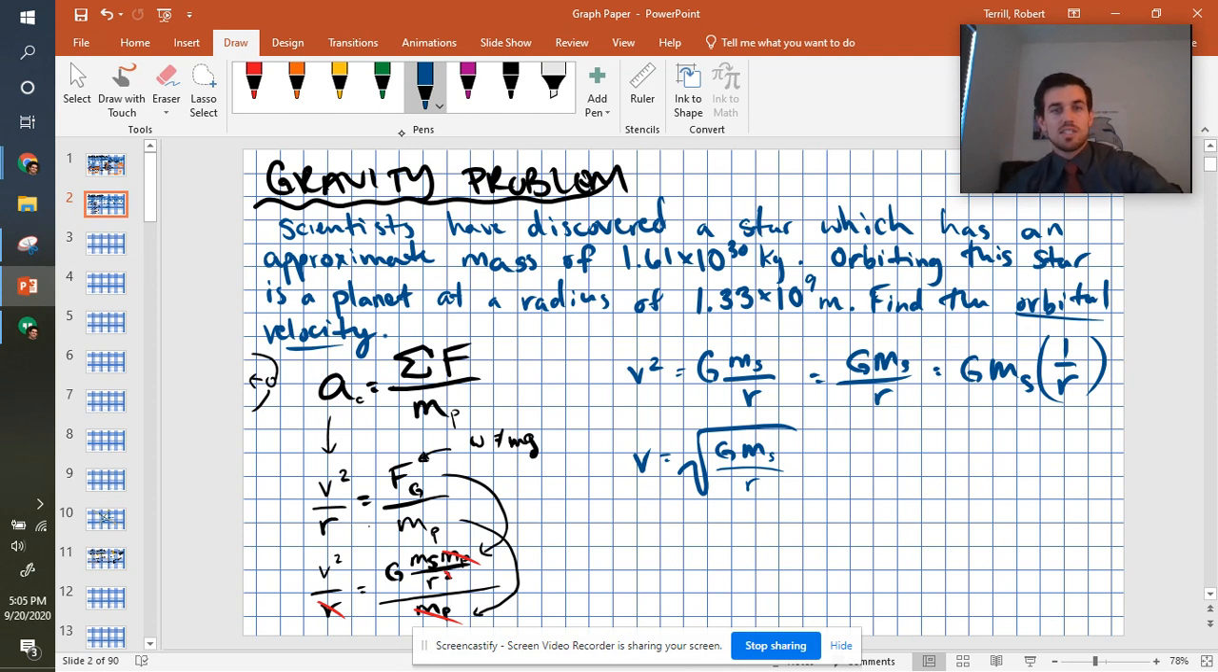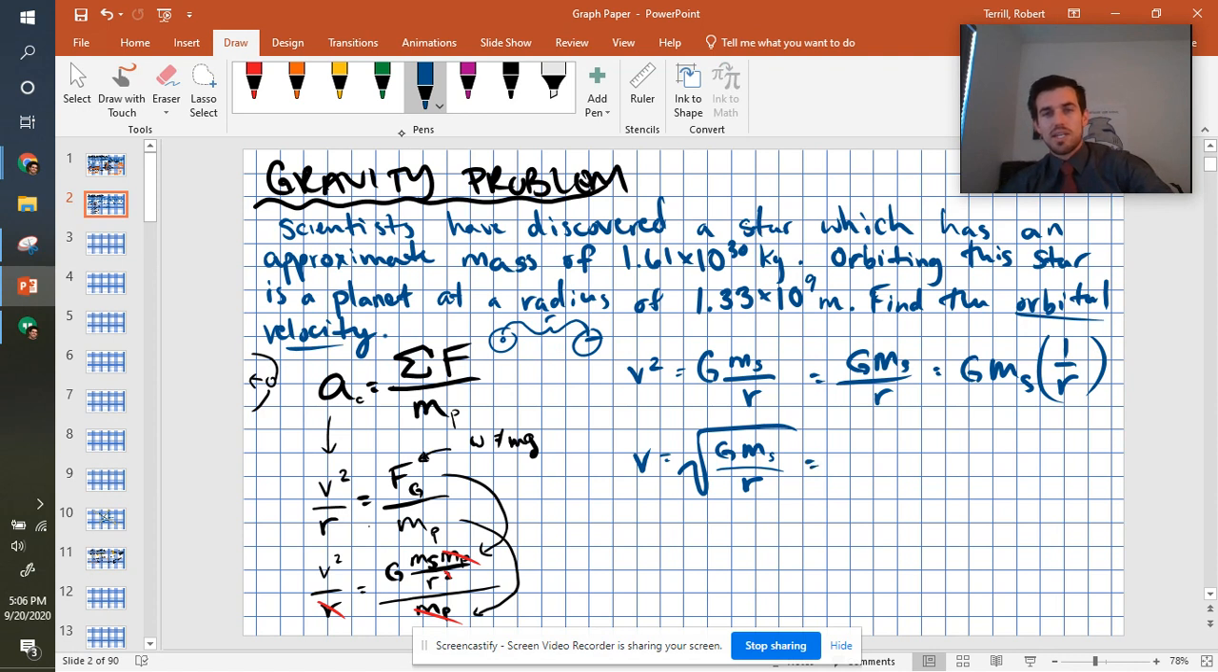Again, remember, it's not the radius of the star itself. It's the distance from the center of the star to the center of the planet. So be really careful with that r value, because even I've been messing up and calling it the radius nonstop. You need to really think of it as the separation.